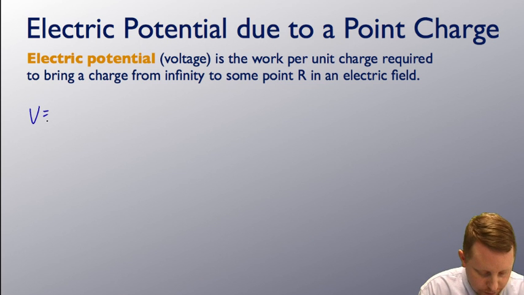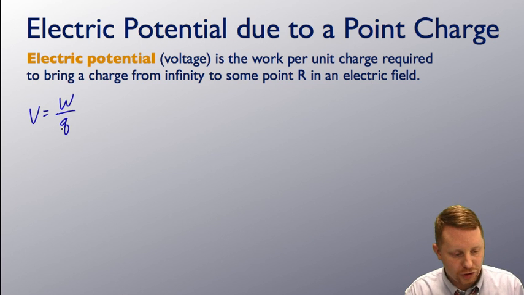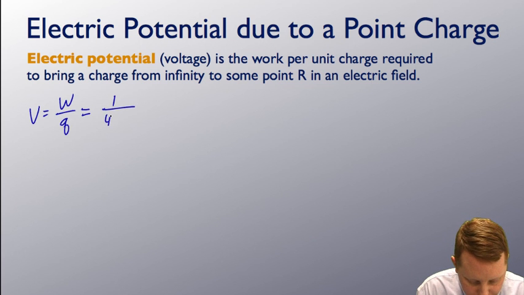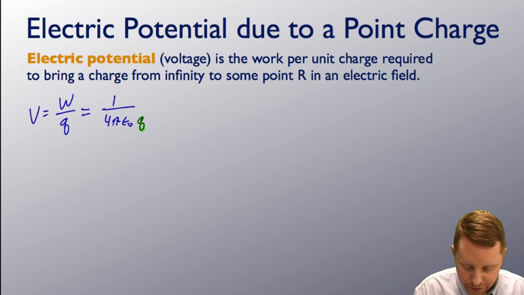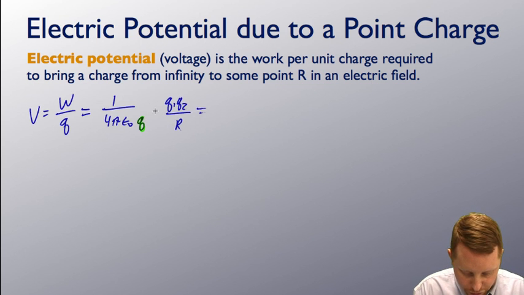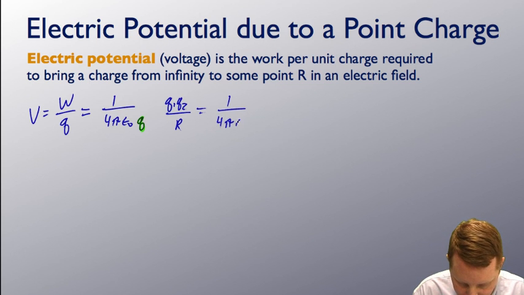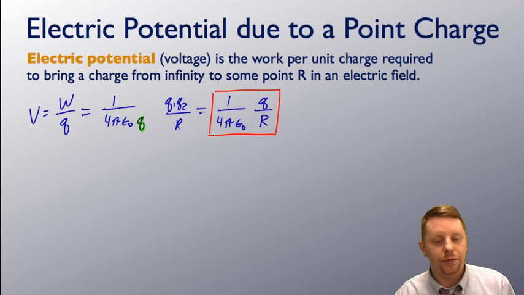So voltage, electric potential, capital V, is going to be the work done divided by that charge, or 1 over 4 pi epsilon 0 times our charge Q times Q1, Q2 over R. Or our charges are going to cancel out, and I'm going to end up with 1 over 4 pi epsilon 0 Q divided by capital R. Potential due to a point charge.